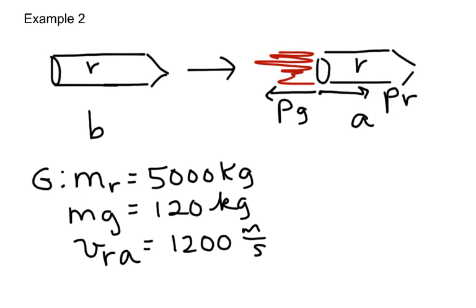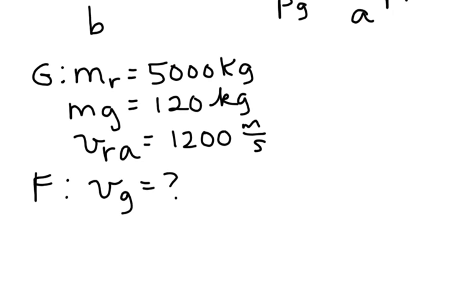Now, our given is we have a mass of the rocket is 5,000 kilograms. Let's say the total mass of the gas is 120 kilograms. And the velocity of the rocket to the right after it launches is 1,200 meters per second. So, what is the velocity of the gas as it launches?